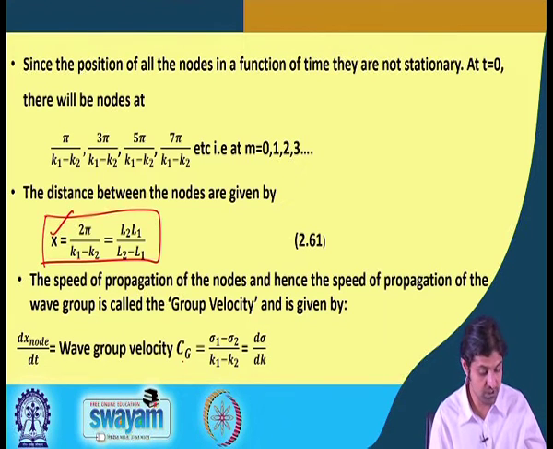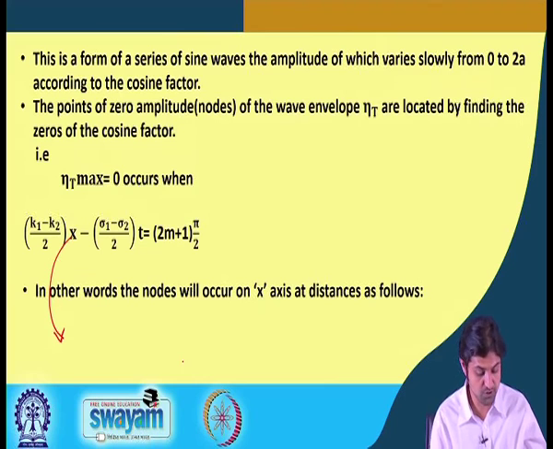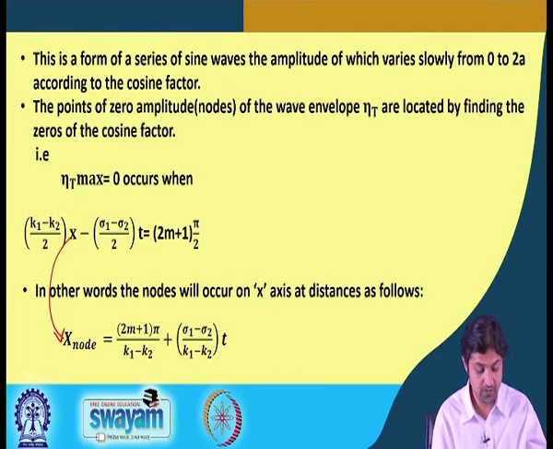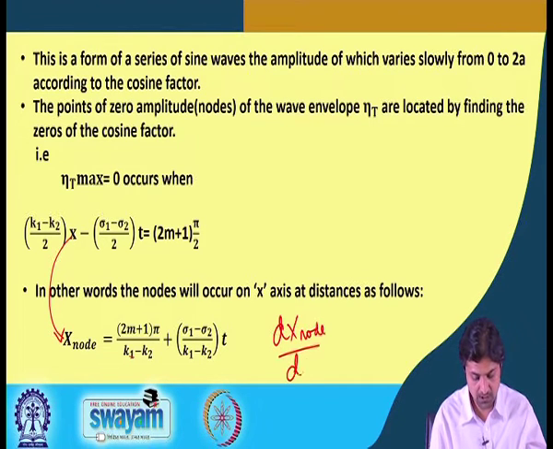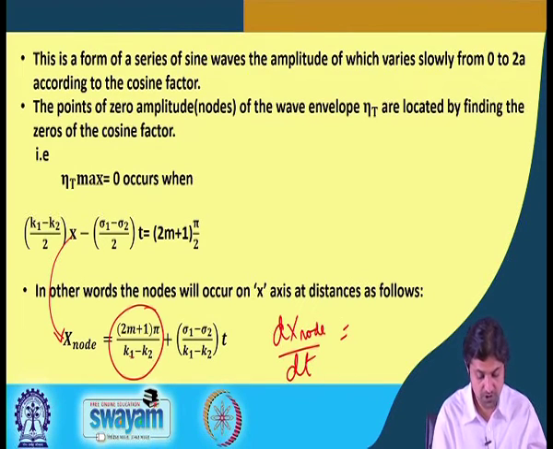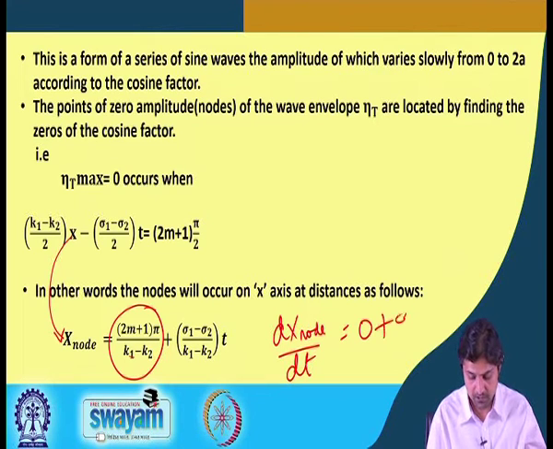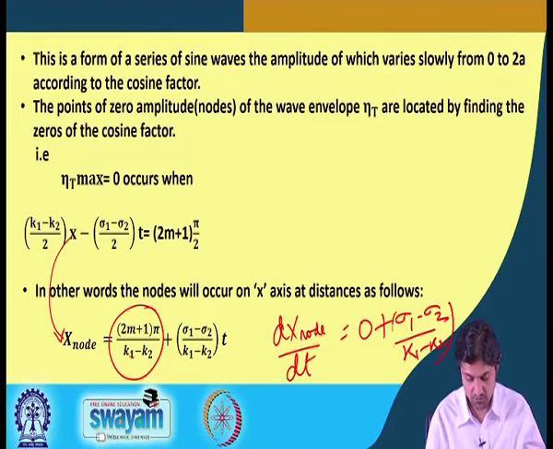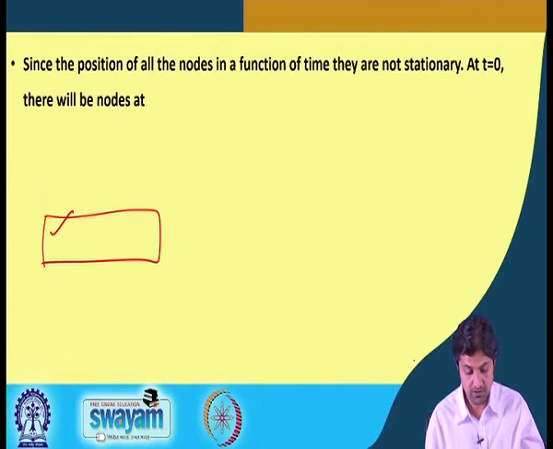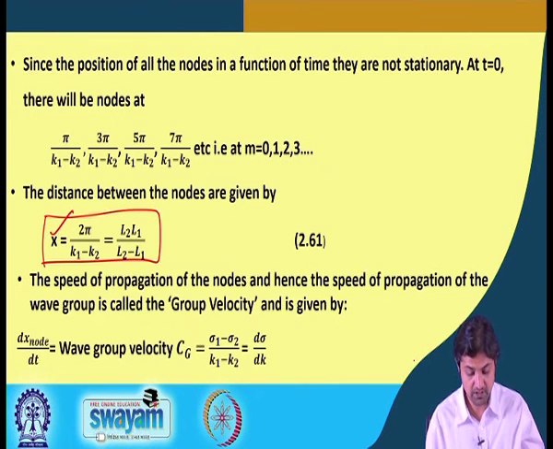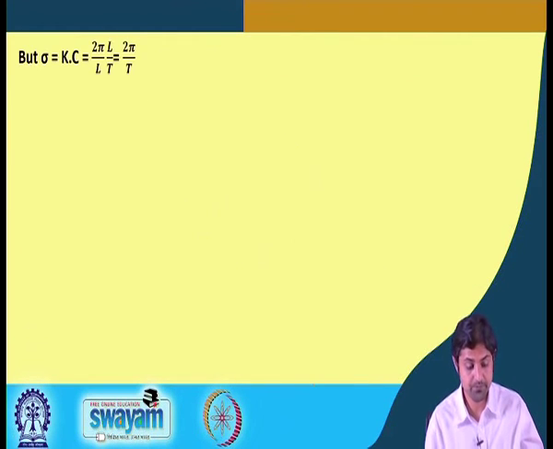If you go to see x node, what was x node? X node was here, and if you differentiate dx node by dt, this term on differentiation will be 0 plus (sigma 1 minus sigma 2) divided by (k1 minus k2), and this is what is told here, or d sigma by dk.